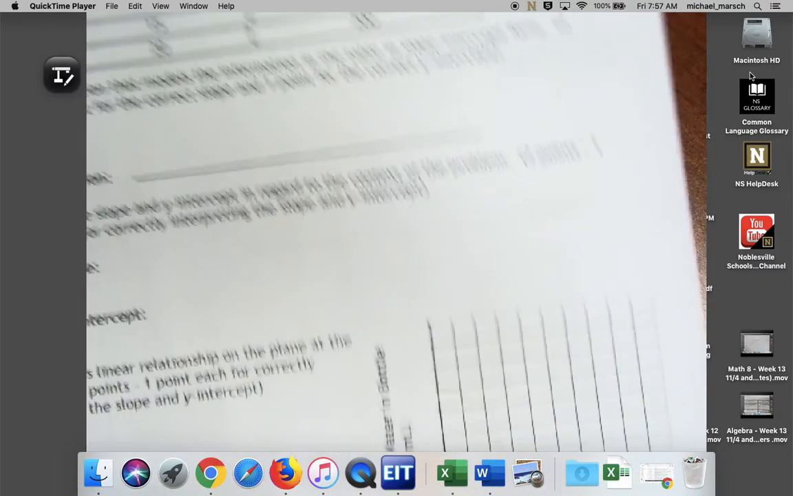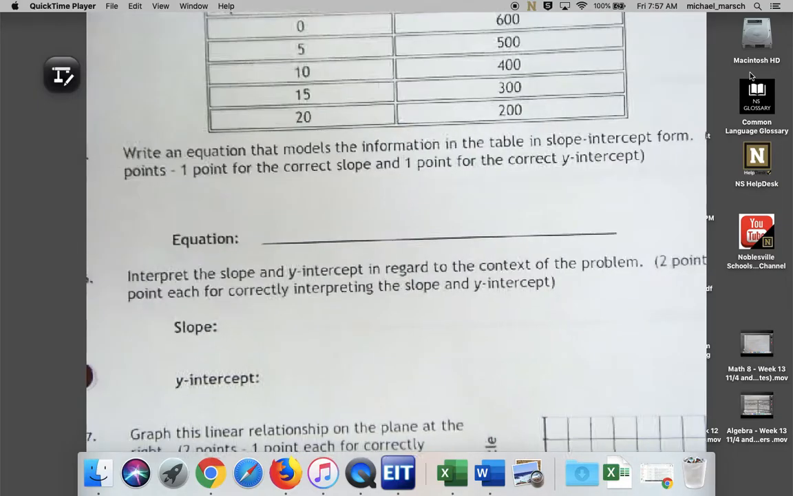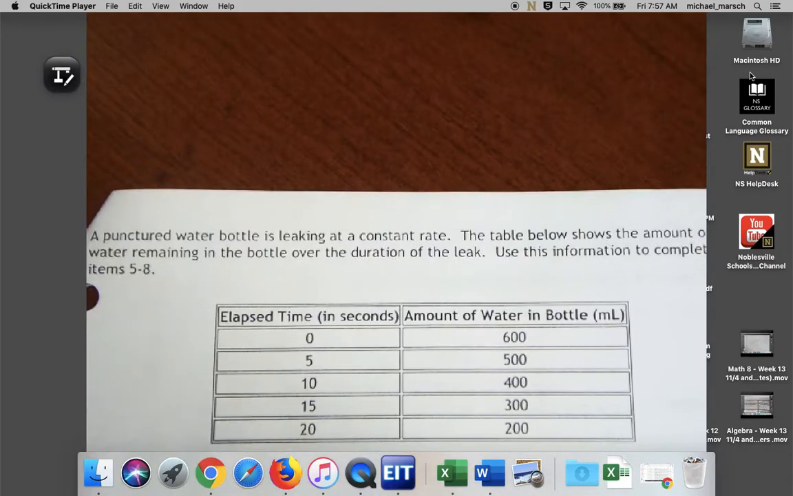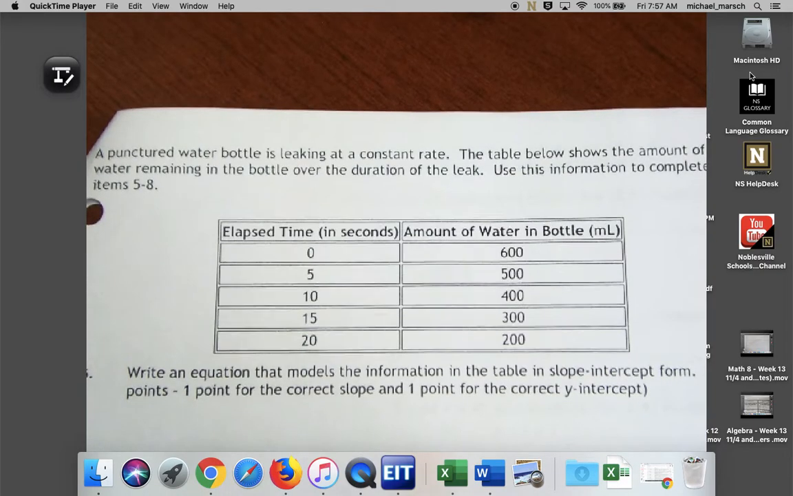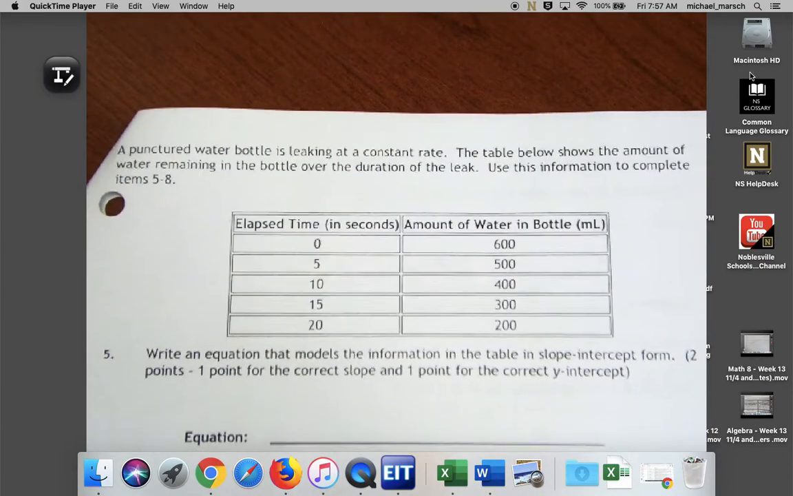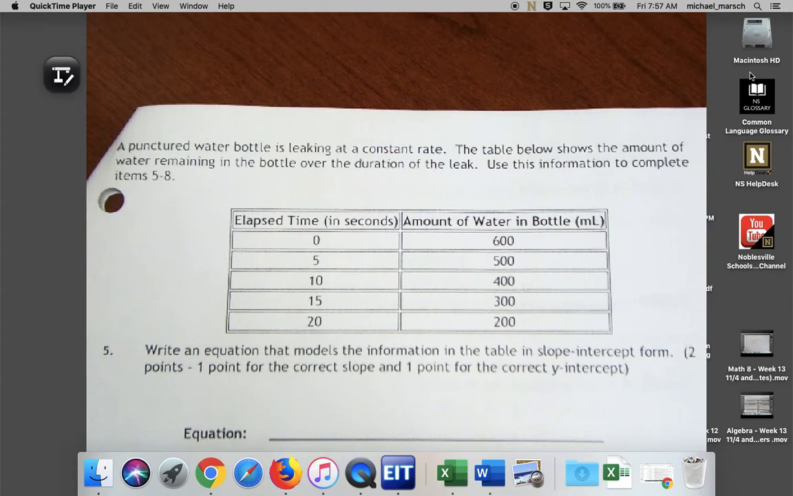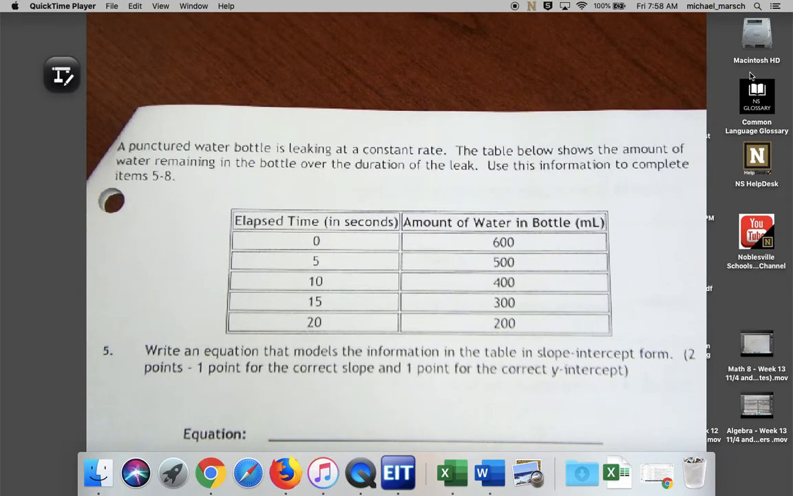All right, let's move on to question 5. We have a punctured water bottle. It's leaking at a constant rate. The table shows the amount of water remaining in the bottle over the duration of the leak. Use this information to complete items 5 through 8.